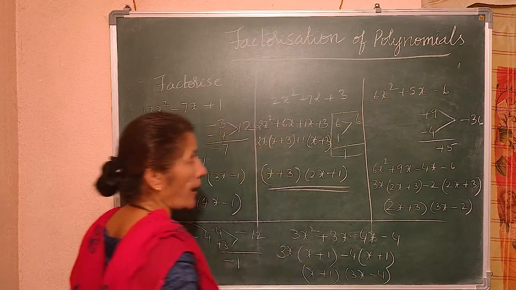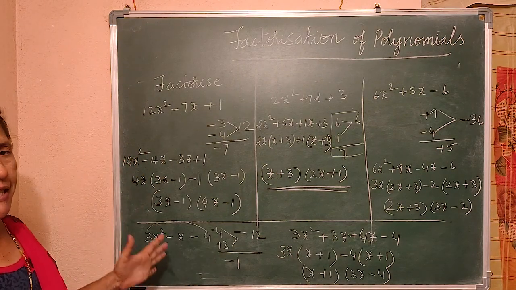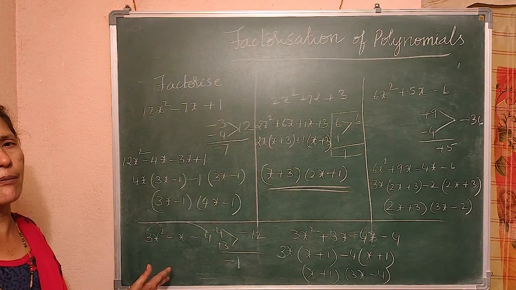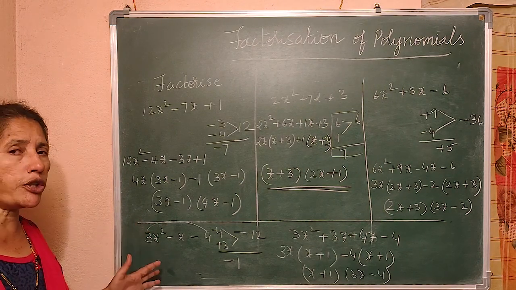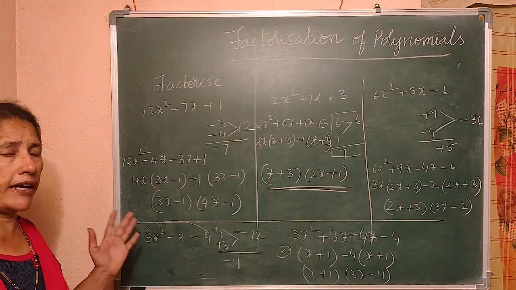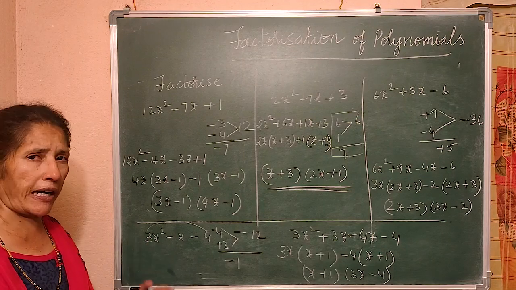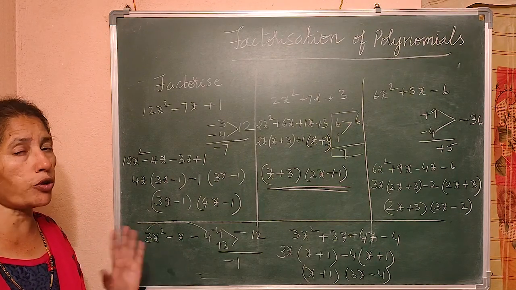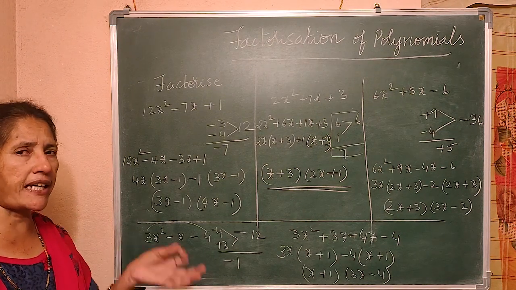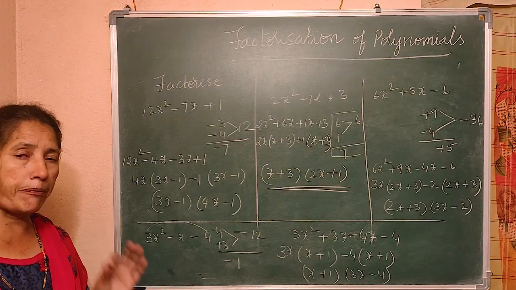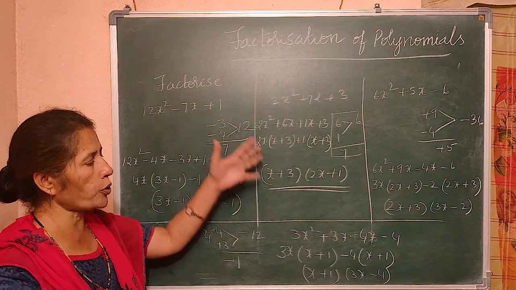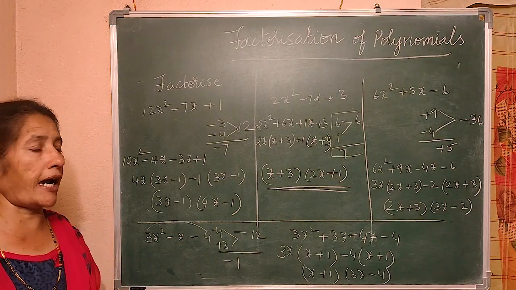So I hope you understood how to factorize by splitting the middle term, and how to use the factor theorem in order to find out the value which is unknown. Whenever a number is a factor, then the remainder is 0. How to find the remainder using the remainder theorem? If x minus a is a factor, then p of a is equal to 0. And also I taught you how to split the middle term and factorize.